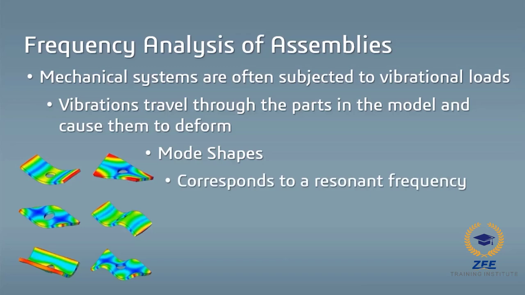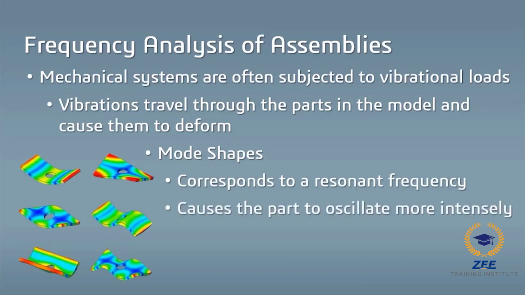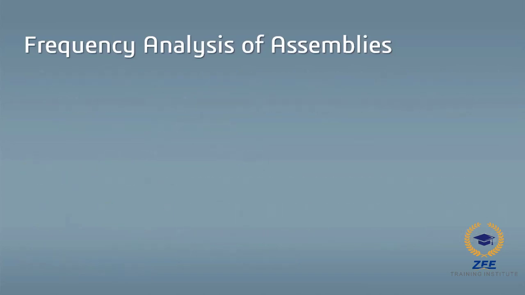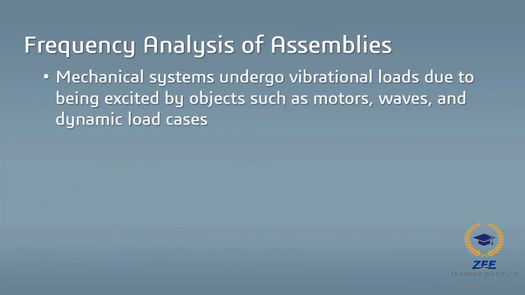Each mode shape corresponds to a resonant mode, which is a frequency that causes the part to oscillate more intensely. Each resonant frequency depends on the part geometry as well as the stiffness of the material. Mechanical systems undergo vibrational load due to being excited by objects such as motors, waves, and dynamic load cases. These objects cause the vibration and transfer it through the mechanical system.